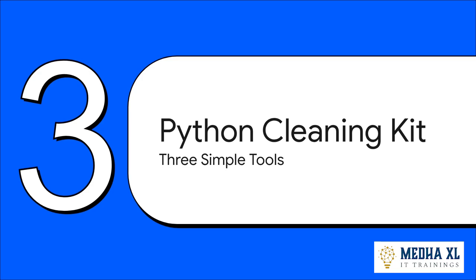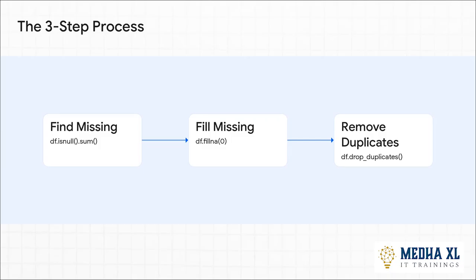Okay, so let's bring that kitchen analogy back to our keyboard. The good news is you don't need 100 complicated tools for this. In the world of Python, we can do pretty much all of our vegetable washing with a really simple but super powerful little cleaning kit. And it really comes down to these 3 essential commands. Now, whenever you see df, just think of it as our data table. It's called a data frame.